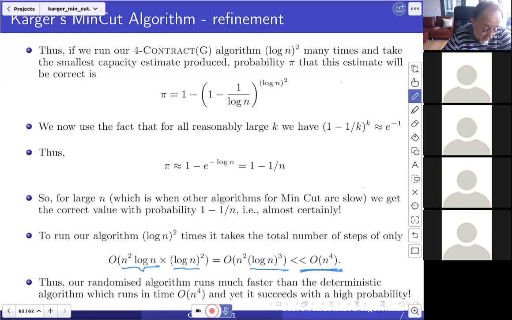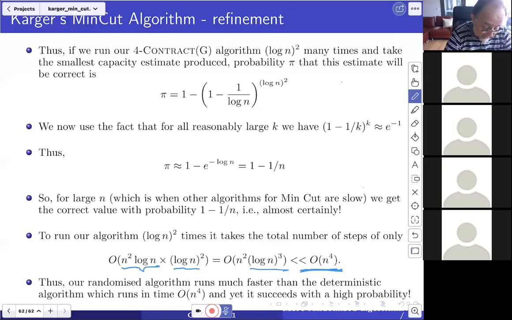If n is 2 to the power, say, 20, the probability of success is only 1 over 20. And if n is much larger, then it becomes smaller and smaller. So the first amplification was from probability 1 over n squared to probability 1 over log n.